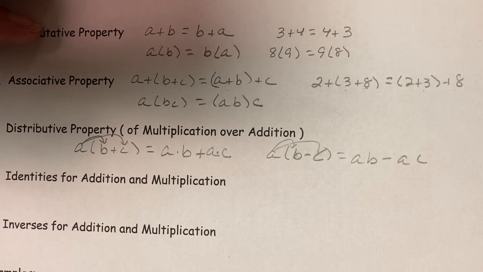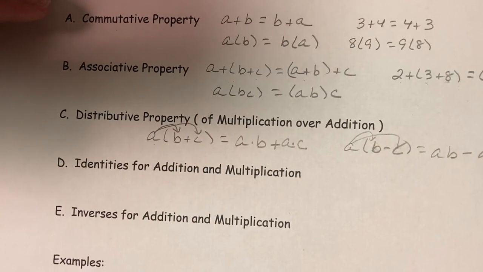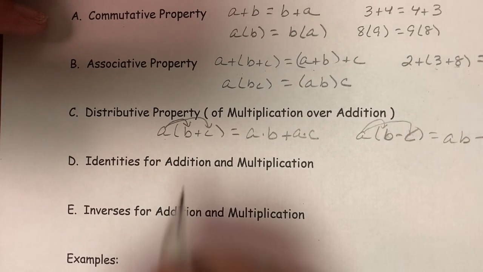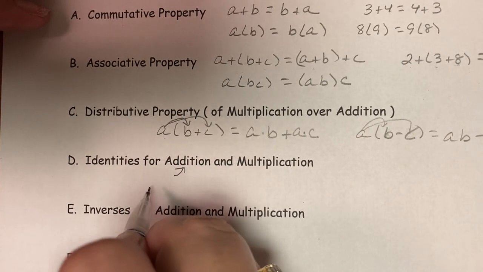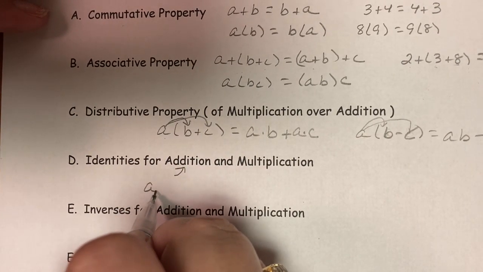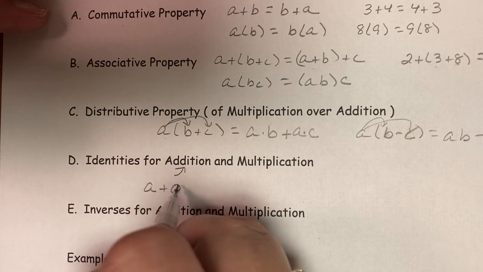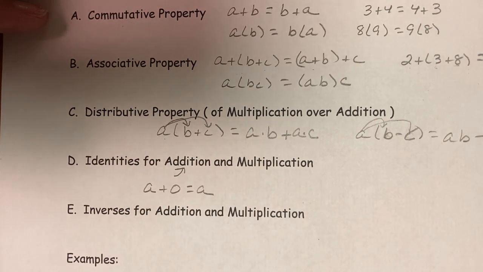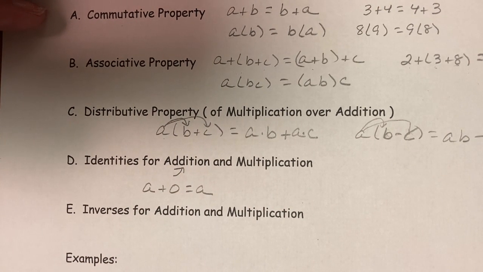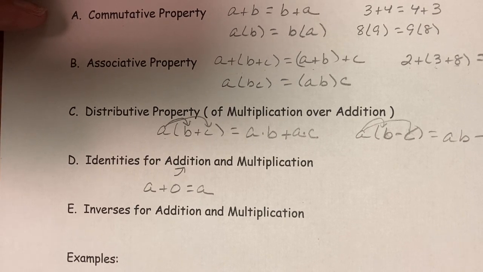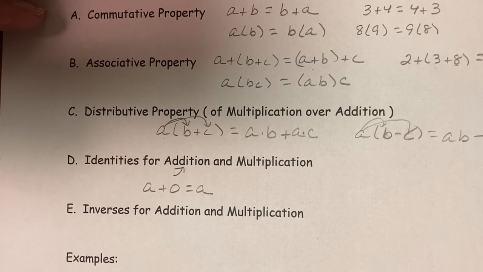Those you've had before. So identities for addition and multiplication. So the identity for addition says if I take any number and if I add 0 to it, I'm going to get that exact same number back. So 0 is called the identity element for addition because that is the number that if I add it to something, I don't change its identity. It stays exactly the same.